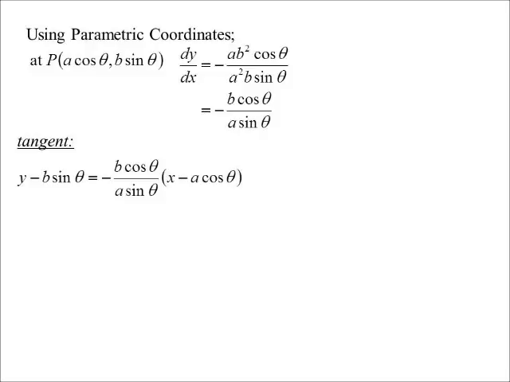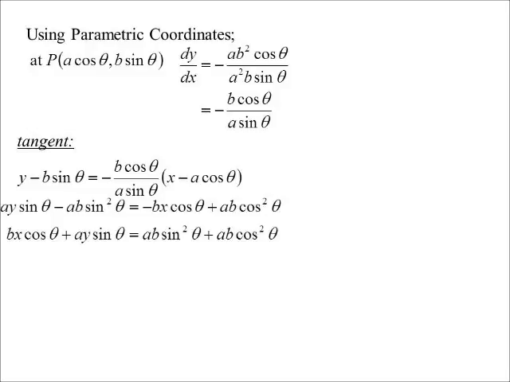The reason it's easier is because I want to get rid of this fraction. So I'm now going to multiply by a sine theta and expand out. And that creates an ab sine squared theta on the left-hand side. But I've also got an ab cos squared theta on the right-hand side. So I can end up using a trig identity, sine squared and cos squared. When I move the ab's to the right-hand side, you can see it a bit more obviously there. ab sine squared plus ab cos squared is, of course, ab.